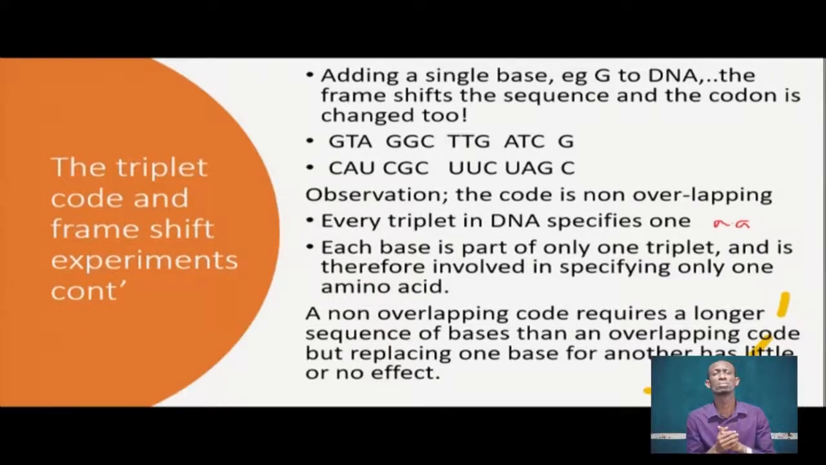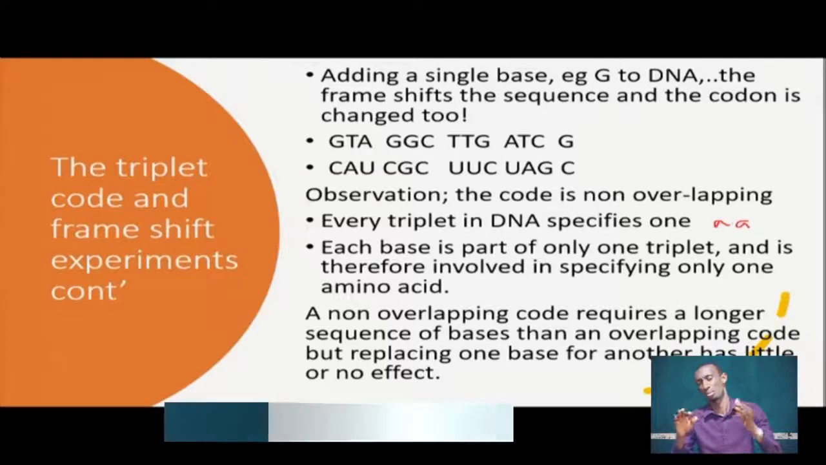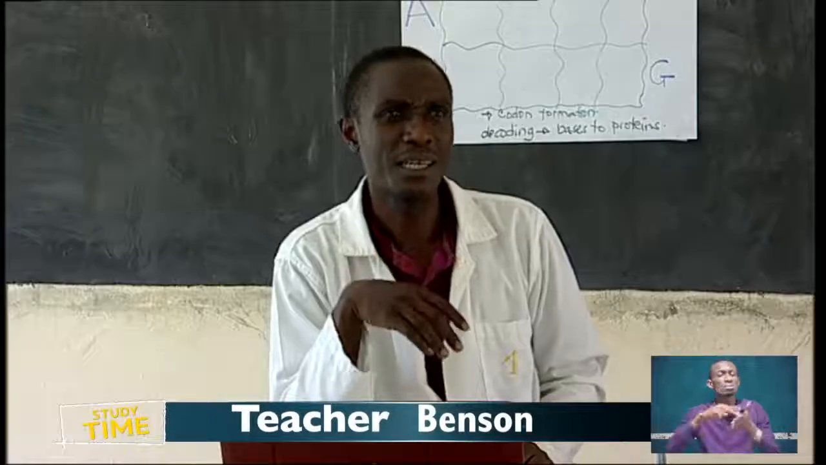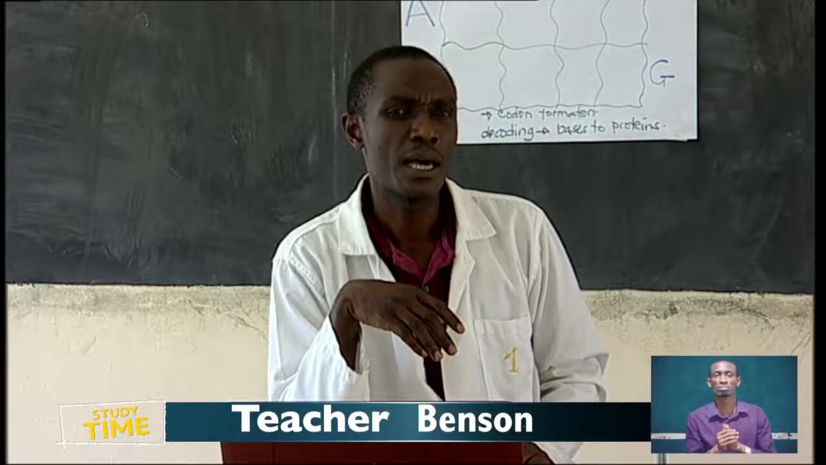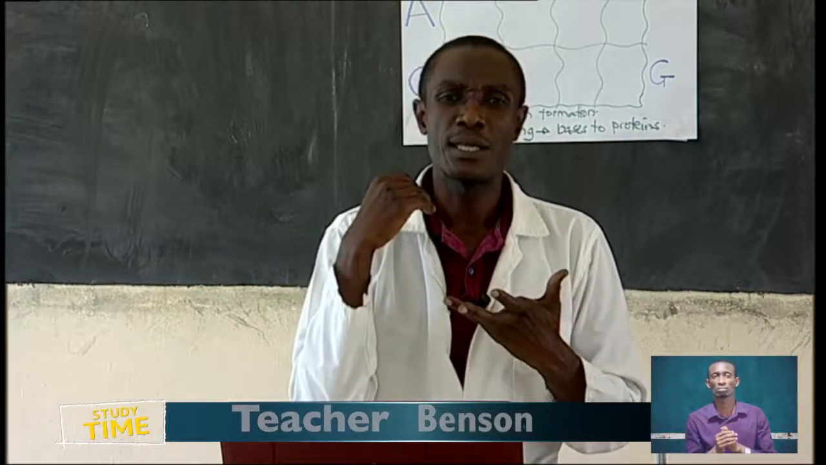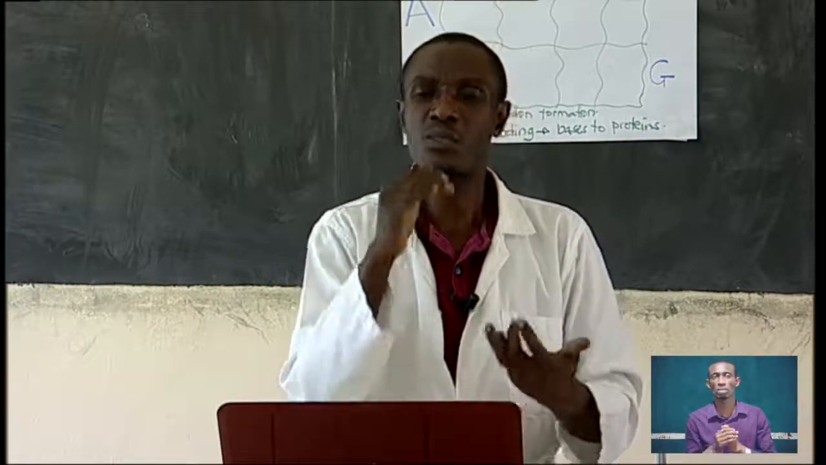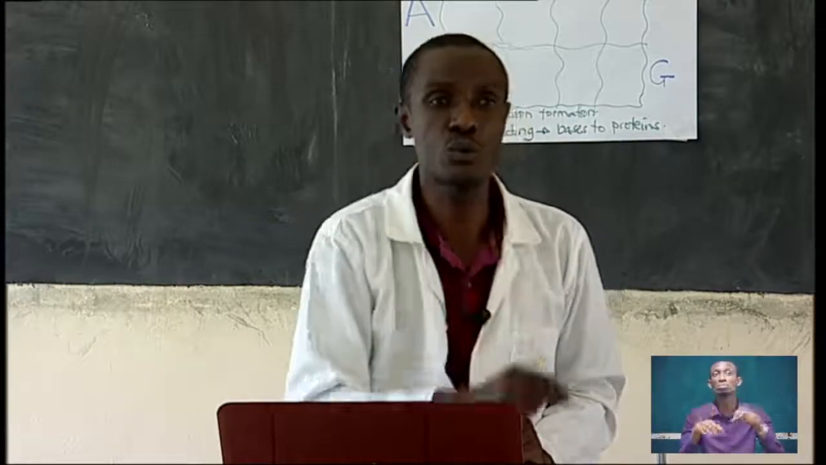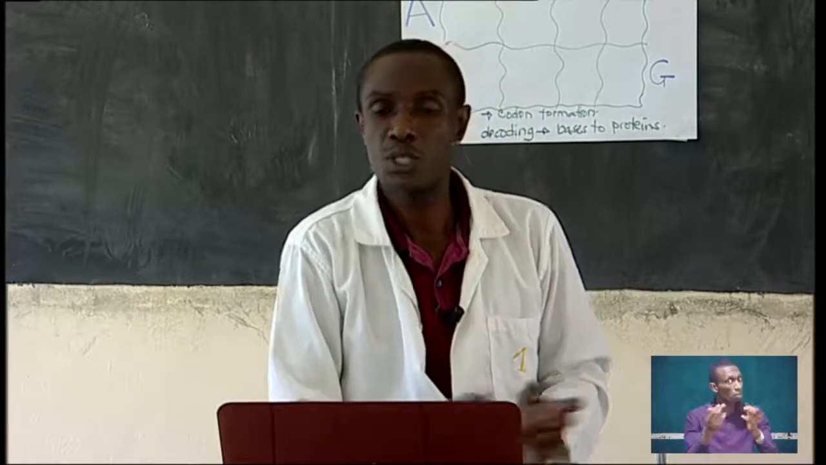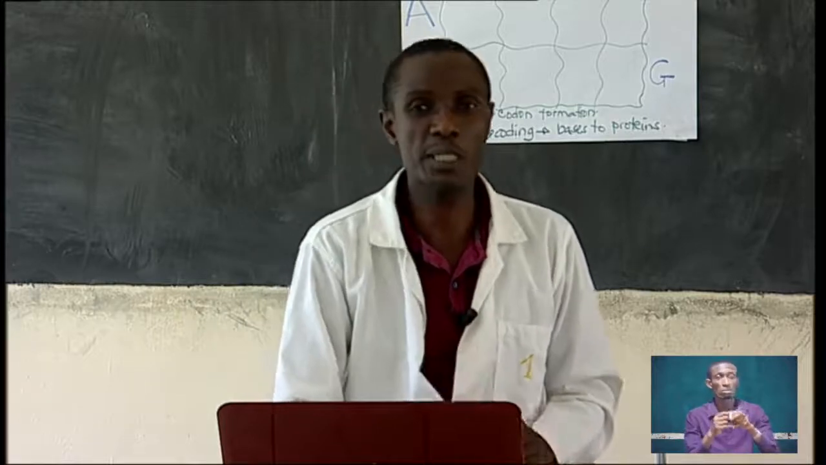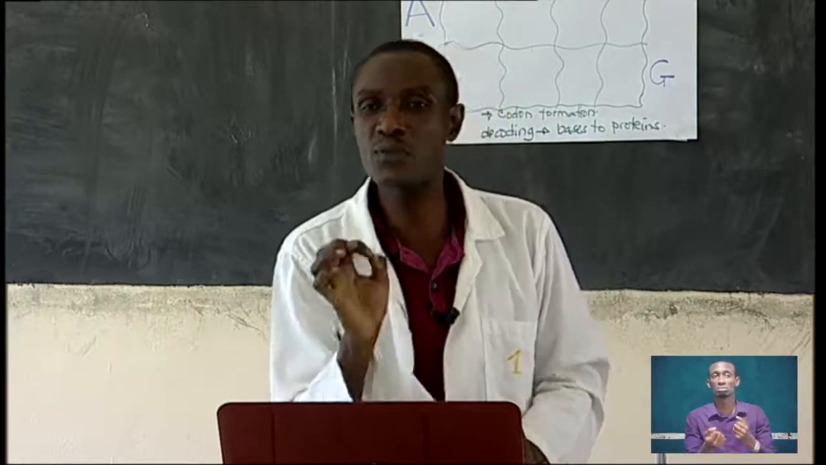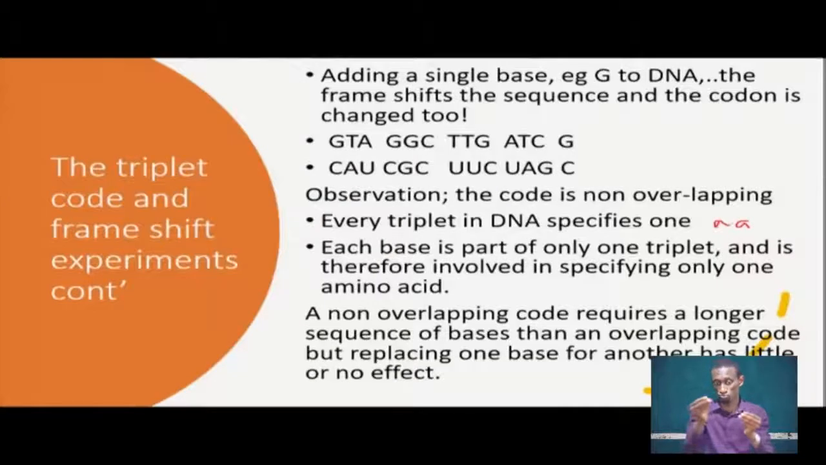How many amino acids do we have? Now, a non-overlapping code would require a longer sequence of bases than one which overlaps, which means that there are things that just do not happen. And if they do, we still do not have any adverse effect. And that's why we're saying that replacing one base for another has little or no effect in a non-overlapping code.